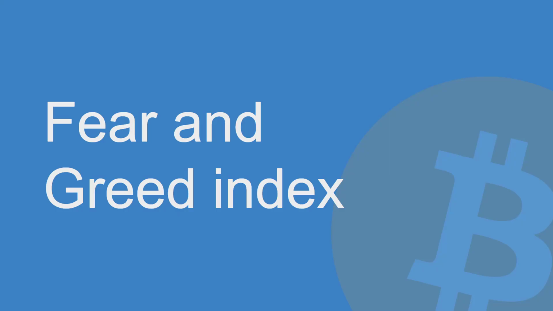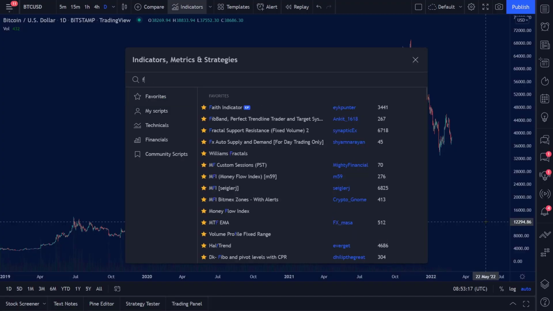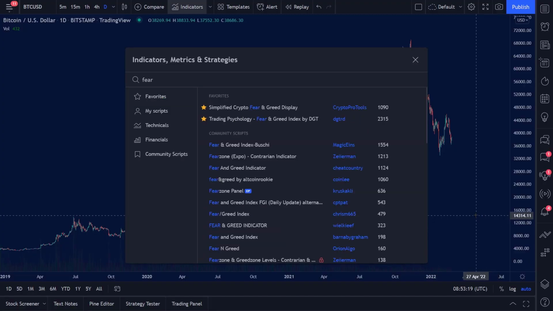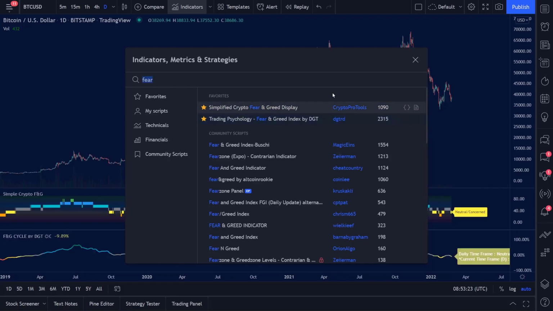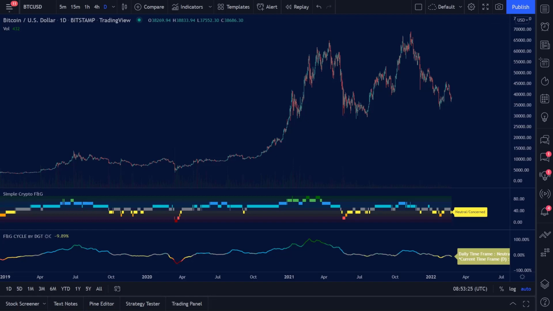Now let's move on to the Fear and Greed Index. I think that the Fear and Greed Index is based on Warren Buffett's saying, "Be fearful when others are greedy and be greedy when others are fearful." The Bitcoin Fear and Greed Index is traditionally a combination of other indicators like volatility, market momentum, surveys, social media, and even the Google Trends Index.